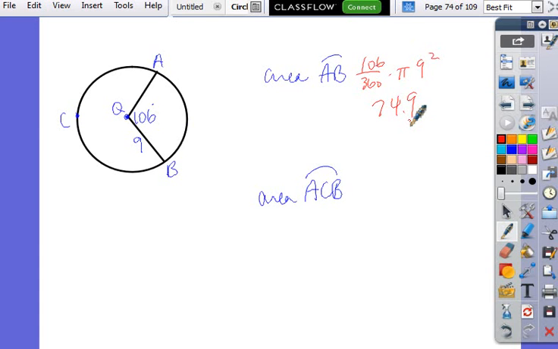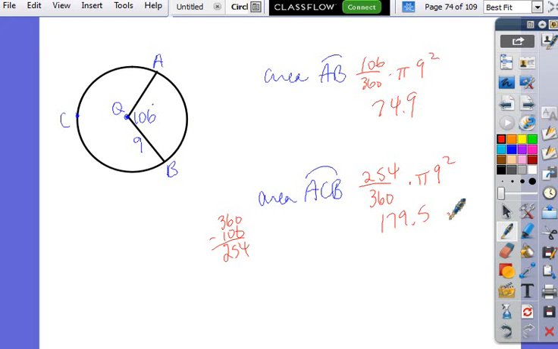ACB, that bigger area would be 254. Where's the 254 coming from? I do 360 minus whatever the first angle is, and that tells me what my second one is. Answer here, 179.5. And again, if you want to check it, you find the area of the whole thing and see if these two things add up to equal that whole thing. Now, you may be off a little bit with some rounding, but it should be very, very close.